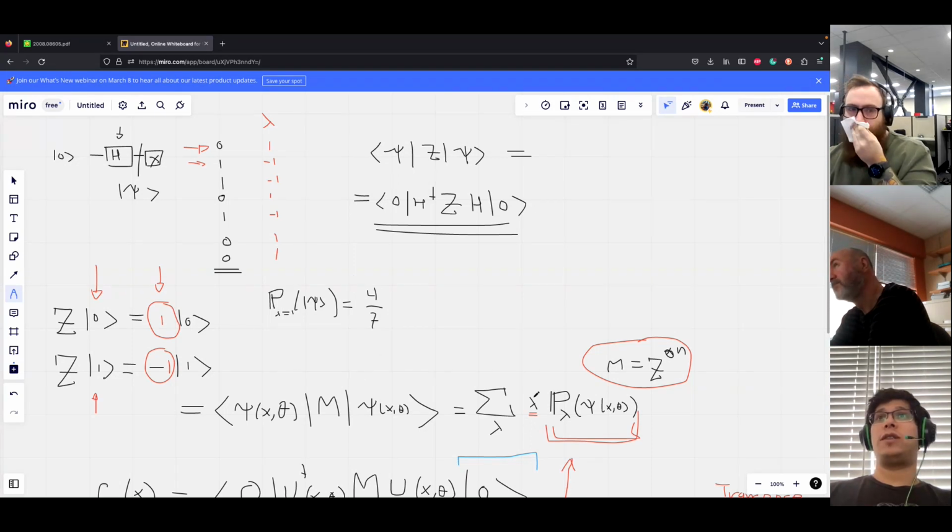Now I need to sum over all the lambdas. Here I only have two lambdas, 1 and minus 1. This corresponds to lambda equal to 1. So that means in the sum, I need to place 4 over 7.